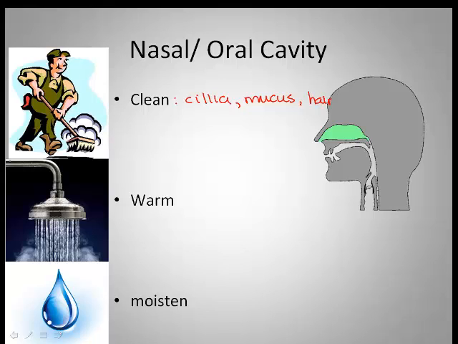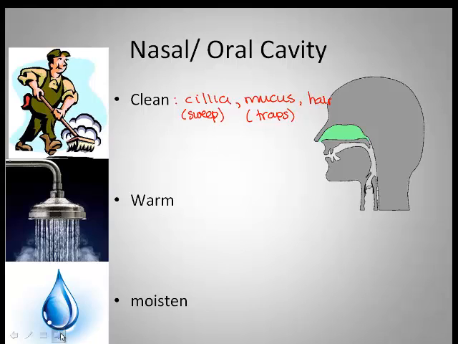We can think of our cilia as the brooms that sweep any of the debris, and our mucus is going to trap that debris so that it's not going to enter our lungs. Think about it as when you're blowing your nose after you played in the dirt. When you blow it, you're blowing out the dirt into your tissue, and this dirt is trapped in our mucus so that it's not entering our lungs.